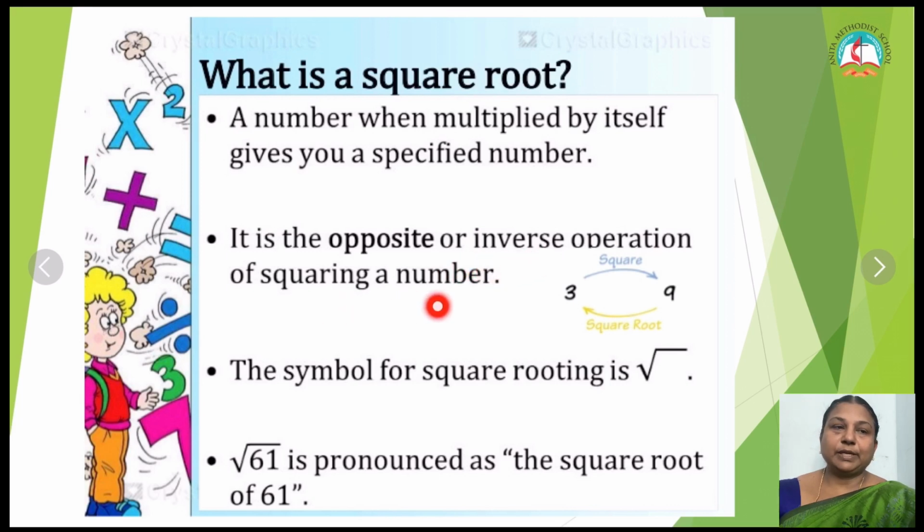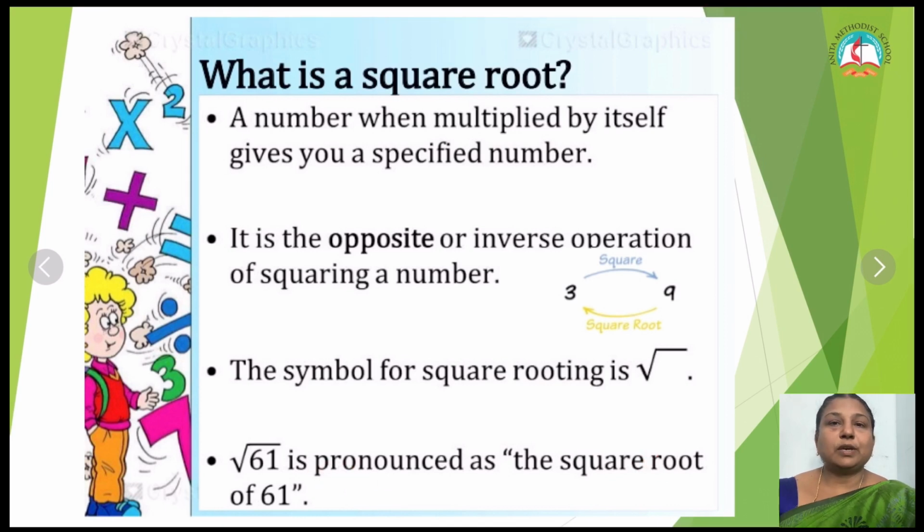For example, you can take 3. If you are squaring 3, you will get 9. And if you are putting square root, you will get the same answer 3 again. Okay, children. Now the symbol for square root is like this. You have to put it, then you can pronounce the square root of the number that is given inside. Suppose here 61 is given. So you can pronounce it as the square root of 61.